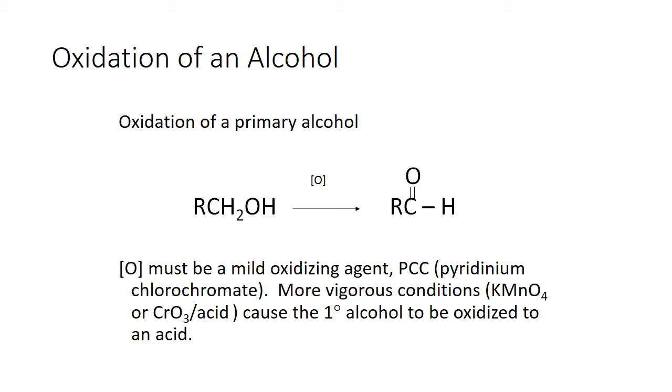Okay, so this shows you the oxidation of an alcohol. If you have a primary alcohol, it will form an aldehyde if you use a mild oxidizing agent, PCC. More vigorous conditions such as potassium permanganate or chromic acid will cause the oxidation to go too far to a carboxylic acid.